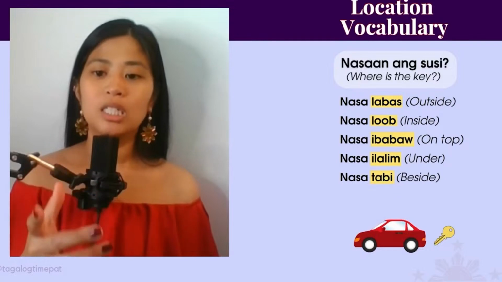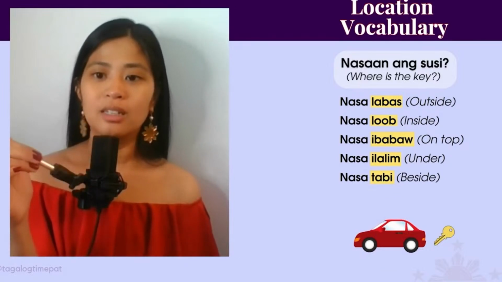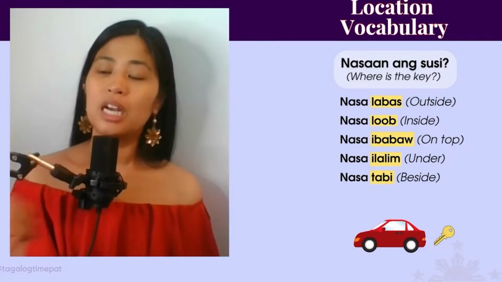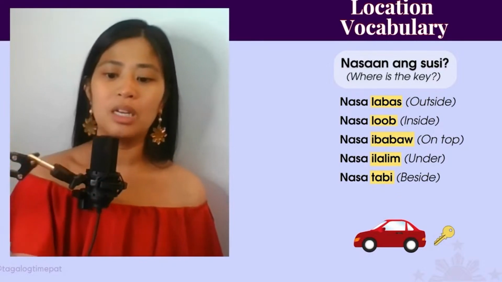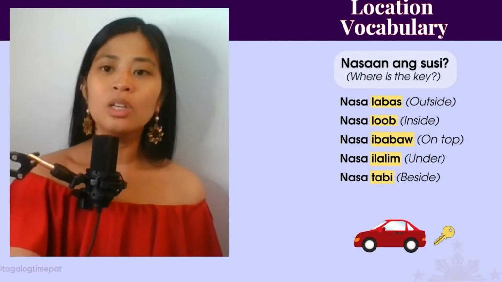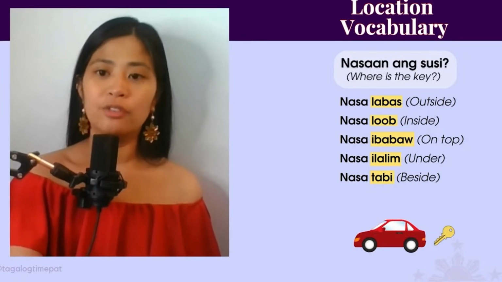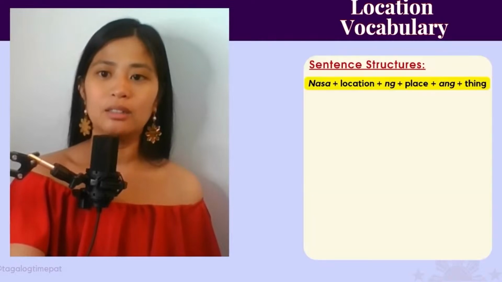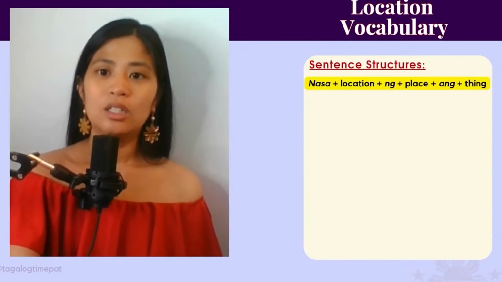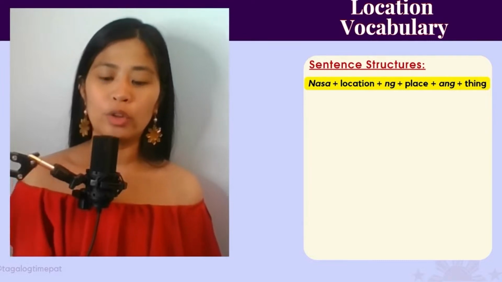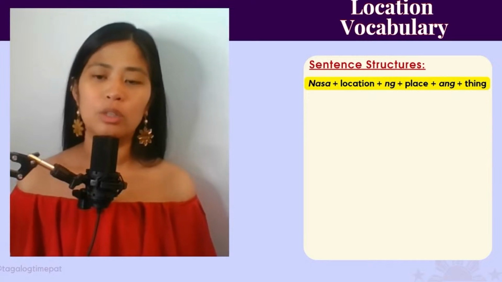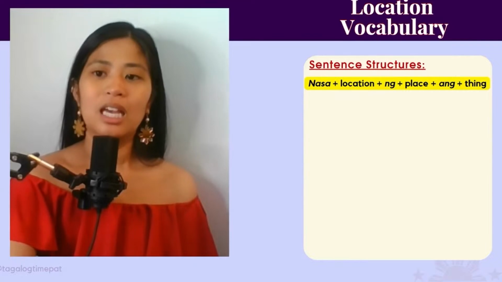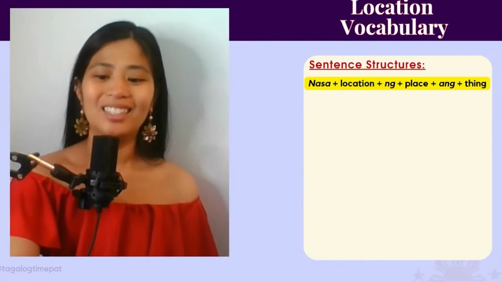So if you wanted to be specific, you would add the object afterwards. Nasa tabi ng kotse, it's beside of the car. Nasa tabi ng kotse. So those are just the different location vocabulary words that you might hear. And just the sentence structure for the response, it would be nasa plus the location word that we just learned. Then it's ng, then it's a place, then it's ang, then the thing. So let's take a look at it.